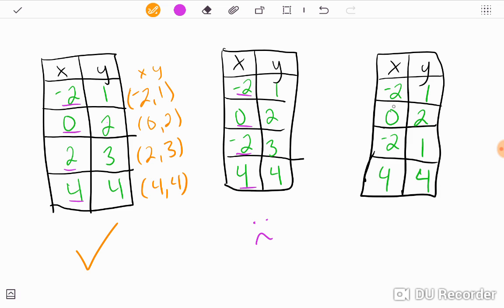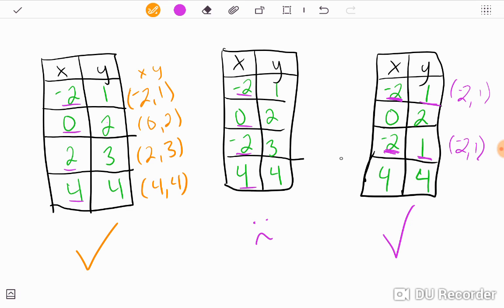Now, there is one special case, which I put over here, a third option, where we have two of the same inputs. But if you look, the outputs are the same also. If the inputs and the outputs are the same, it's actually just the same point, meaning this is actually a function. Even though there are two of the same x's, it's still a function because the outputs are the same. The actual rule is that you can't have one input having two different outputs.